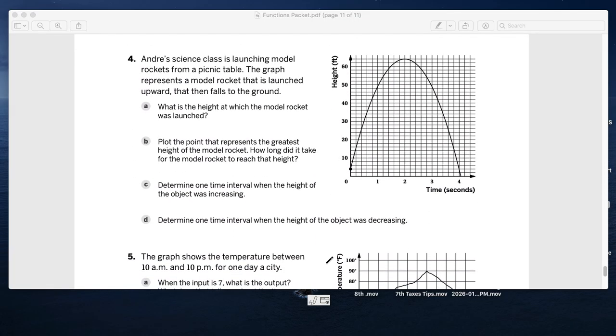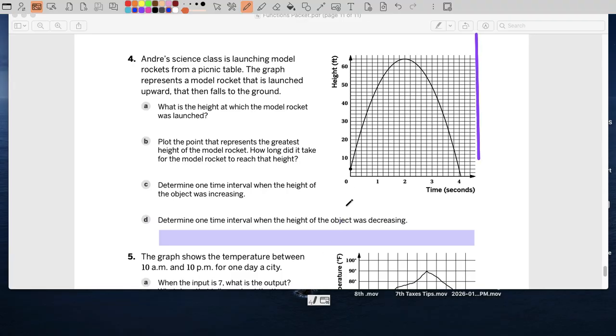Andre's science class launching a model rocket from a picnic table. That's nice. So here is a rocket on top of a picnic table. That's why it's not at 0, right? It's on top of the picnic table, right here. Okay, little details.